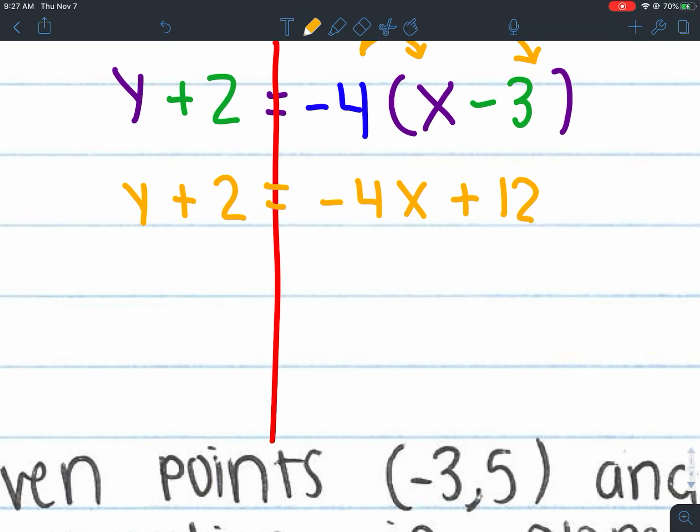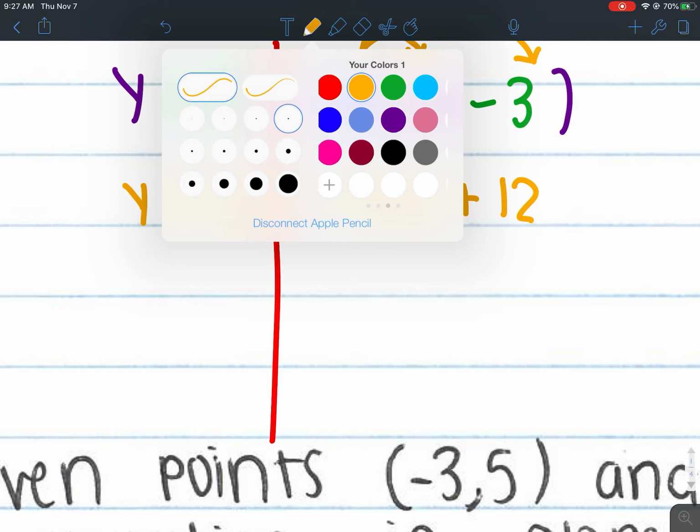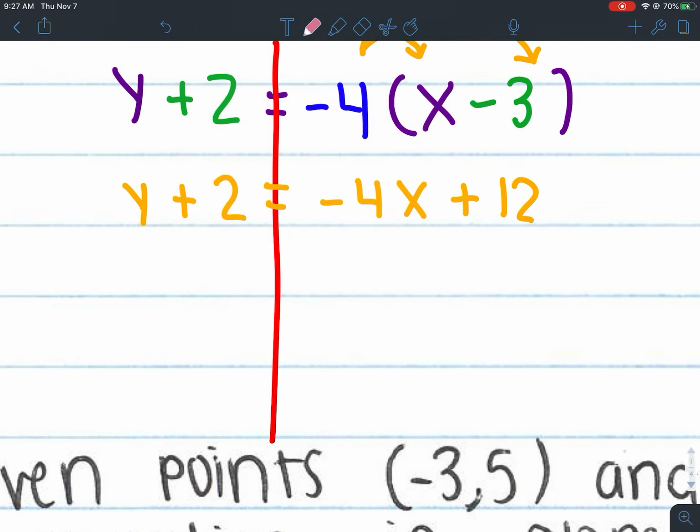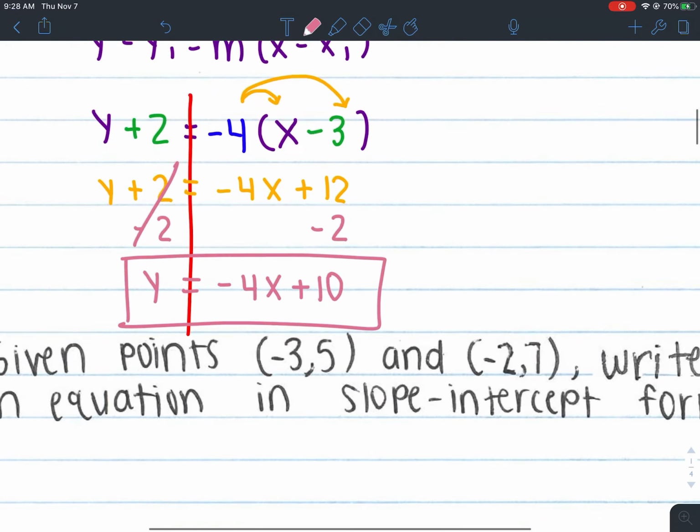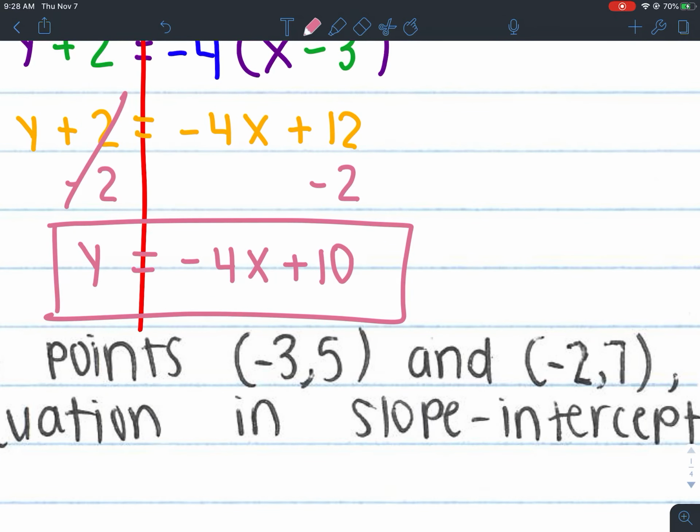And remember, we want it in y equals mx plus b form. So I want the y by itself. The next step is to subtract 2. And make sure when you're subtracting 2 from both sides that you're subtracting it from its like term. So we subtract it from the 12 because those are like terms. On the left, we have y equals -4x on the right, and then 12 minus 2 is +10. Is this in y equals mx plus b form? Yes. And just for fun, let's identify the slope and the y-intercept.